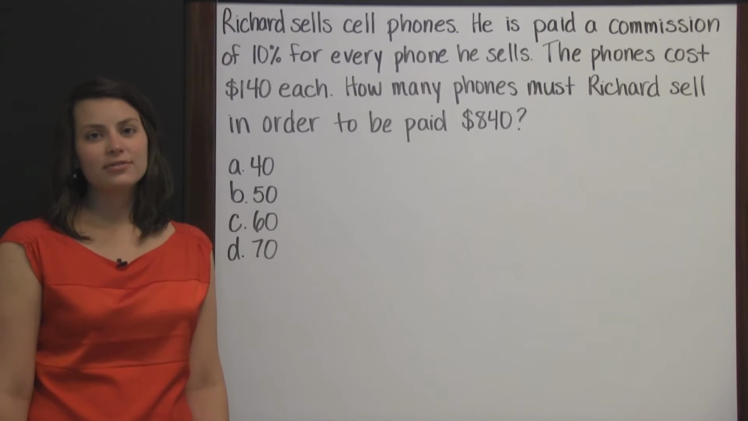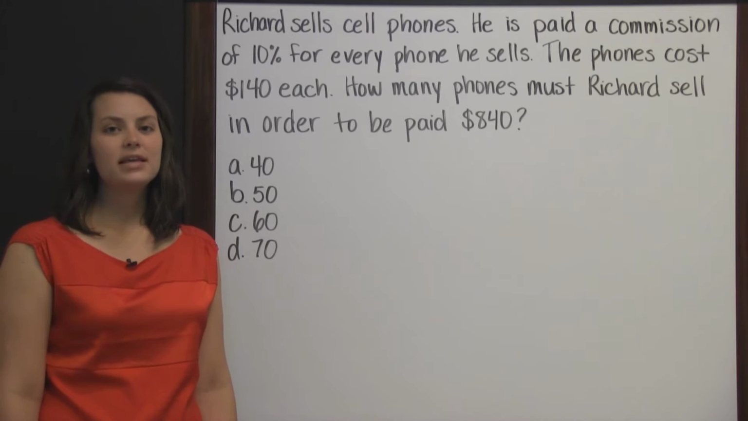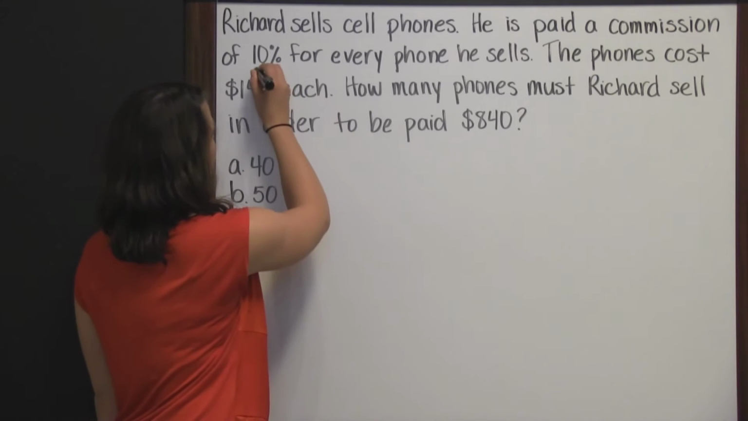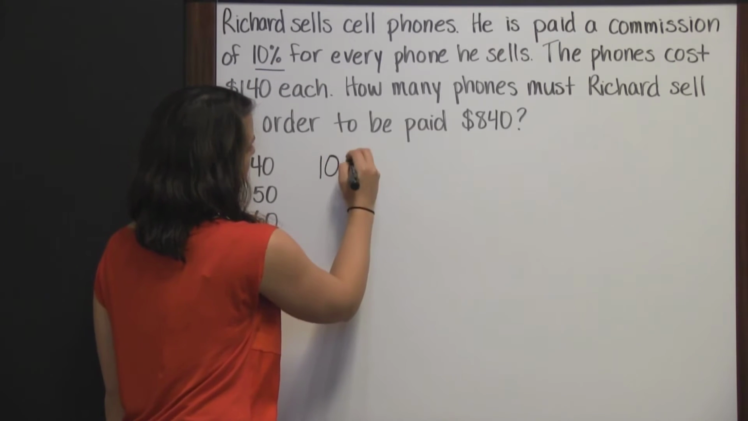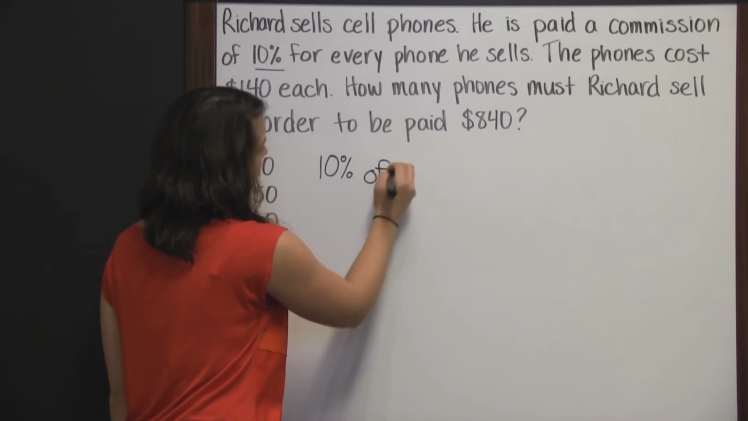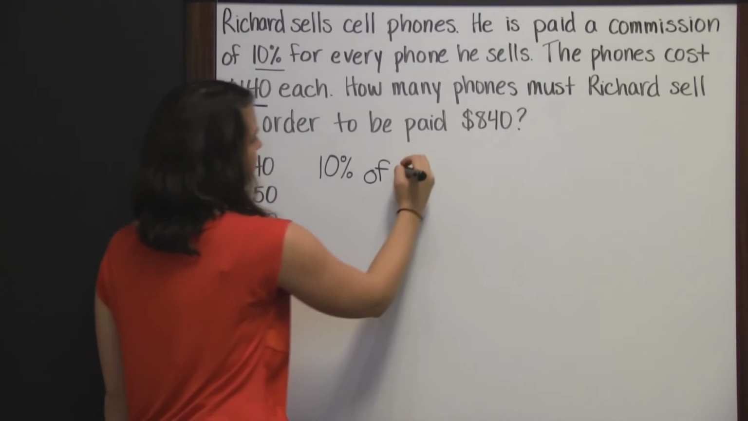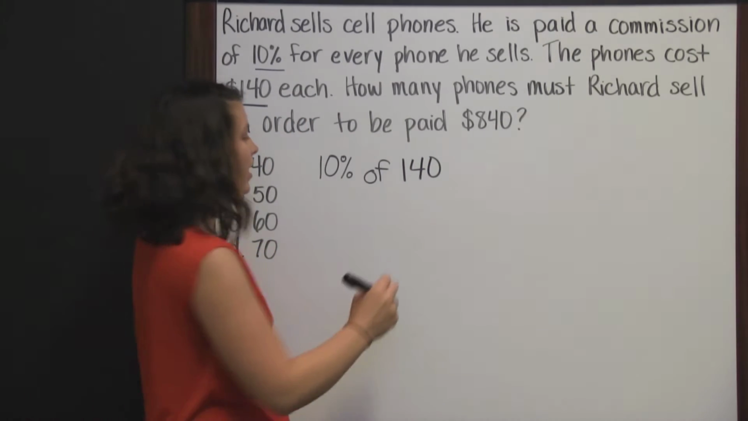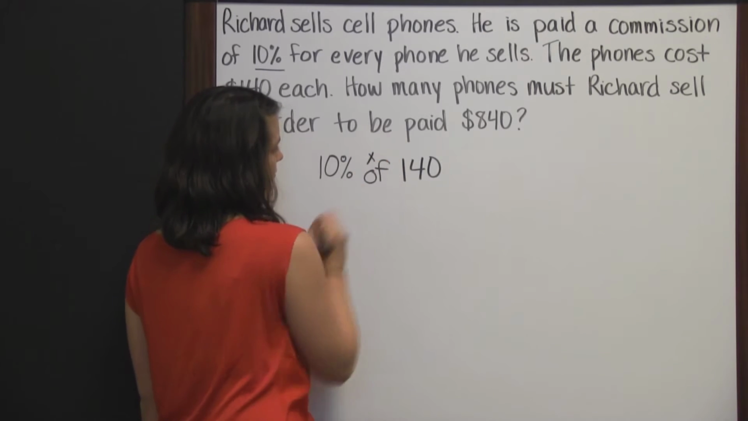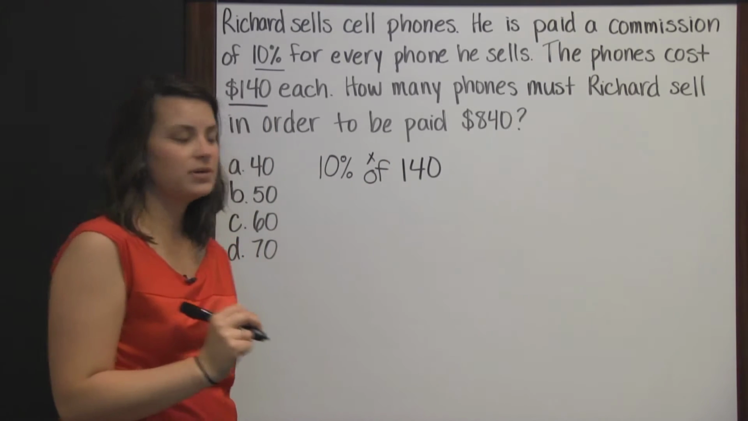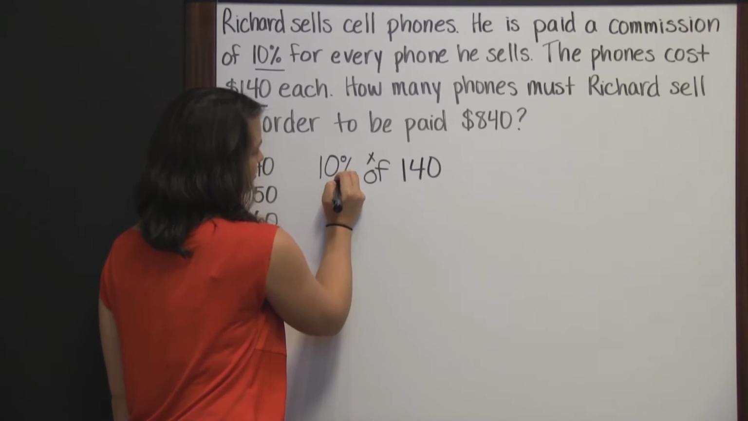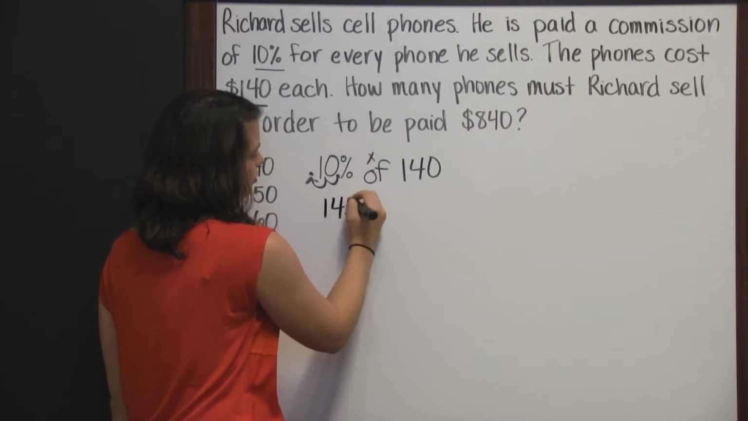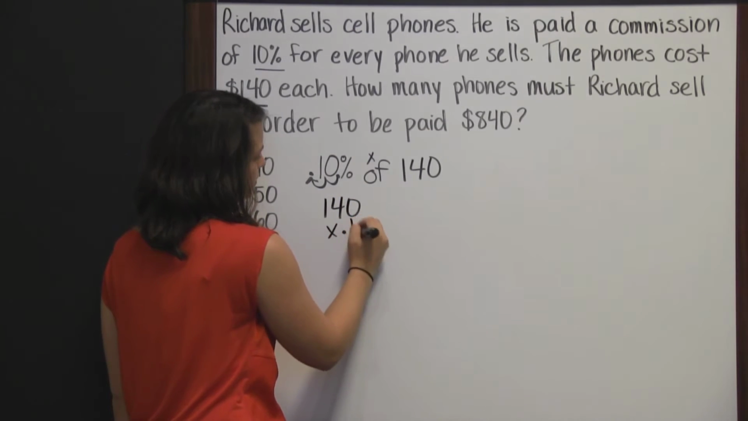First, we want to figure out how much he makes from selling each phone. We know that he makes 10% of the cost of the phone, which is $140. Of means to multiply. And we need to change our percent to a decimal. So we take the decimal and move it 2 places to the left. So that means we're multiplying 140 times 1/10.